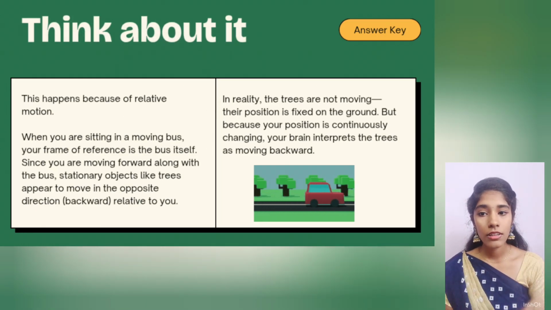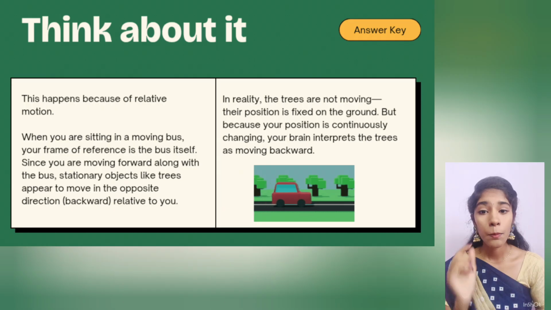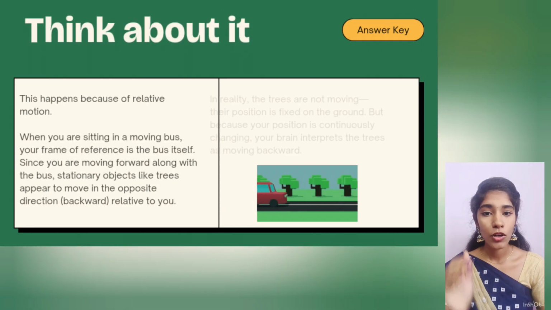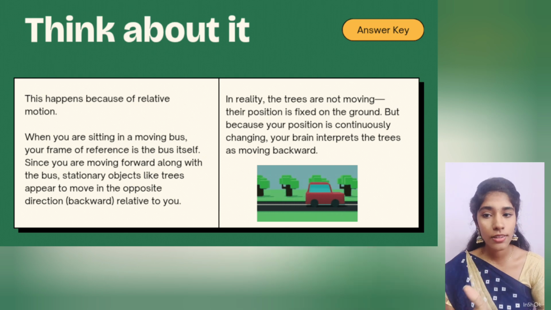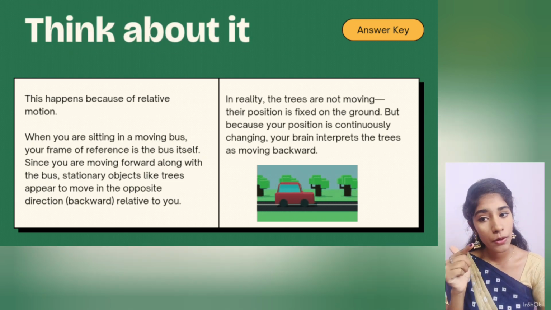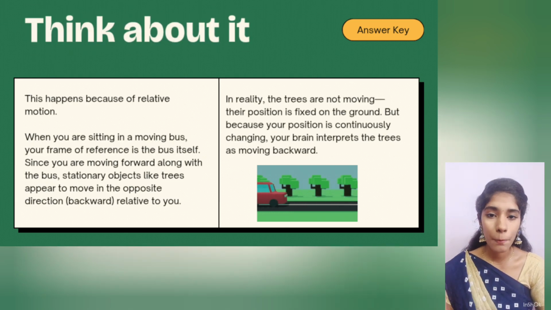So in reality, the trees are not moving. Their positions are fixed to the ground. But because your position is continuously changing, your brain interprets that these trees are moving backwards.